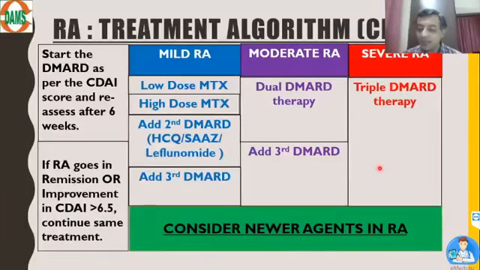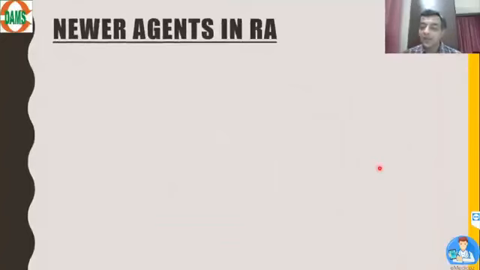Okay, read it again. Don't get confused. So this is what you want to continue. So which are the newer agents in RA? We want to know which are the newer agents in RA. So DMARDs are going to be the main treatment. Along with that, for palliative therapy, you can prescribe NSAIDs, you can even prescribe steroids. That is for palliative therapy, that is pain relief.